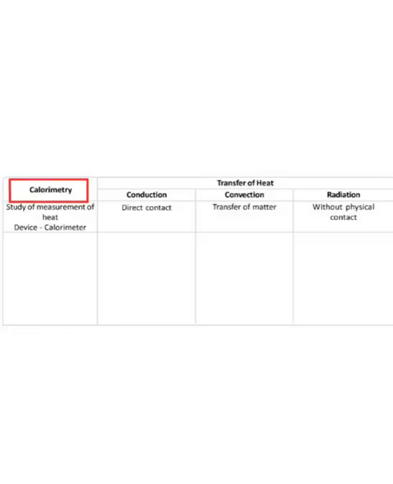Calorimetry, study of measurement of heat. How to measure heat is calorimetry. Calorimeter is a device used to measure quantity of heat.